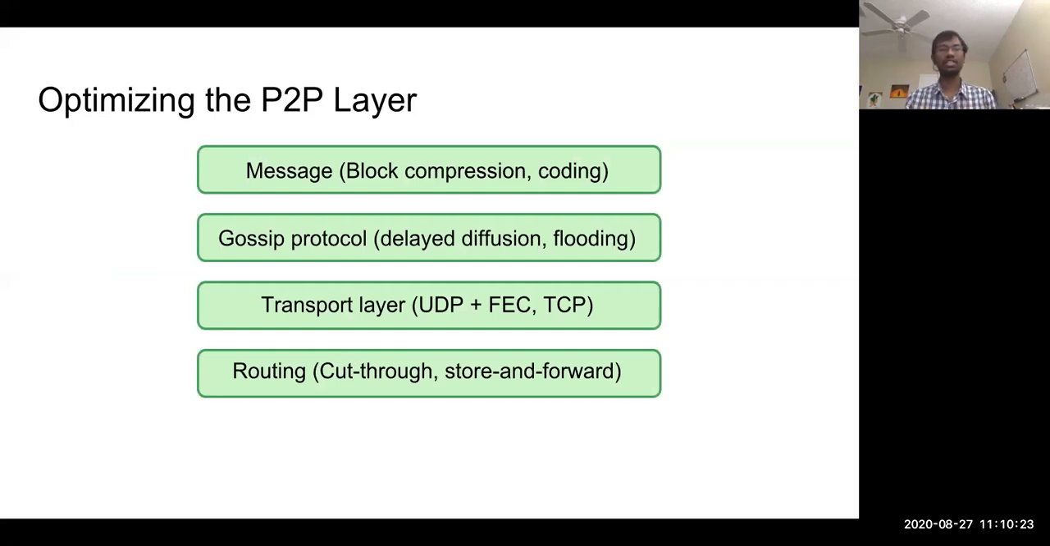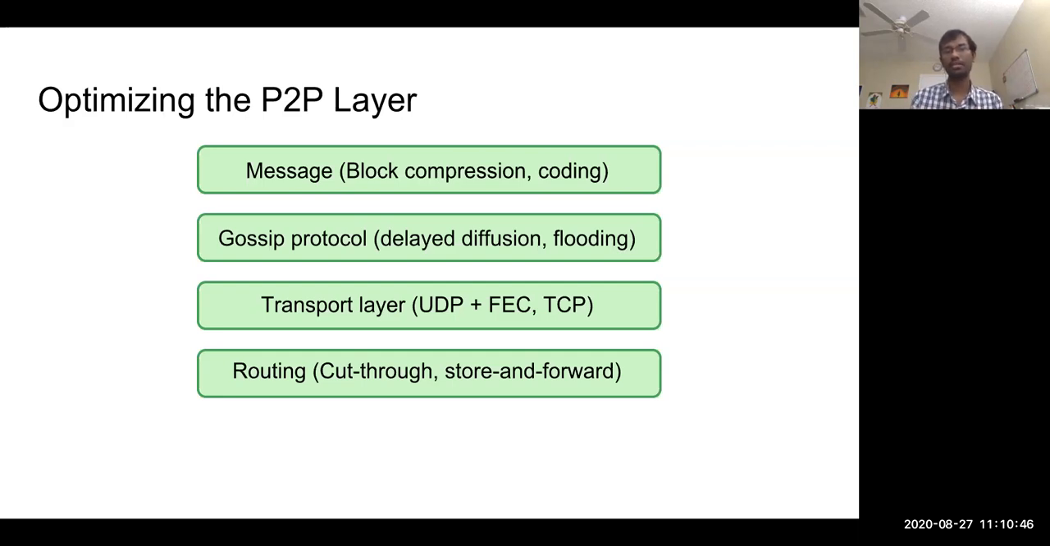So what does efficiency mean in the context of a blockchain system? It basically means messages such as blocks and transactions need to propagate through the network as fast as possible. And we can improve the efficiency in the peer-to-peer layer in several different ways.